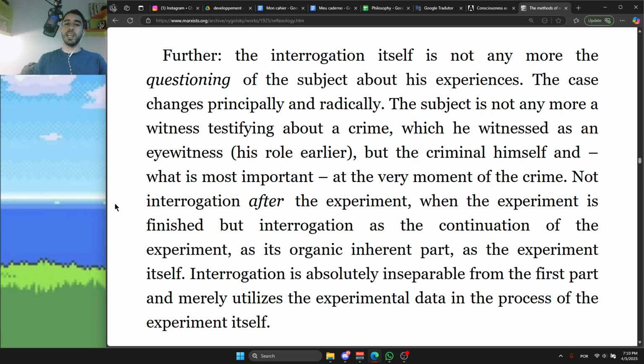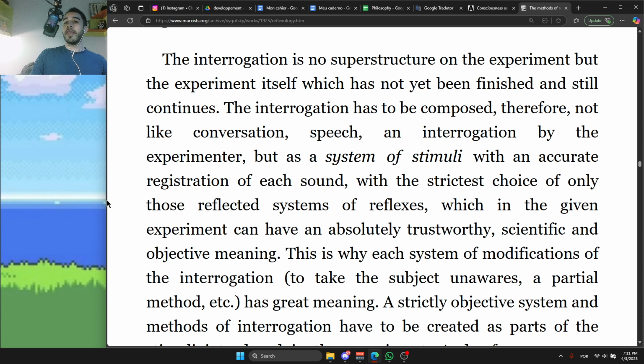The subject is not any more a witness testifying about a crime, which he witnessed as an eyewitness, his role earlier, but the criminal himself, and what is most important, at the very moment of the crime. Not interrogation after the experiment, when the experiment is finished, but interrogation as the continuation of the experiment, as its organic inherent part, as the experiment itself. Interrogation is absolutely inseparable from the first part, and merely utilizes the experiment data in the process of the experiment itself. The interrogation is no superstructure on the experiment, but the experiment itself, which has not yet been finished and still continues.